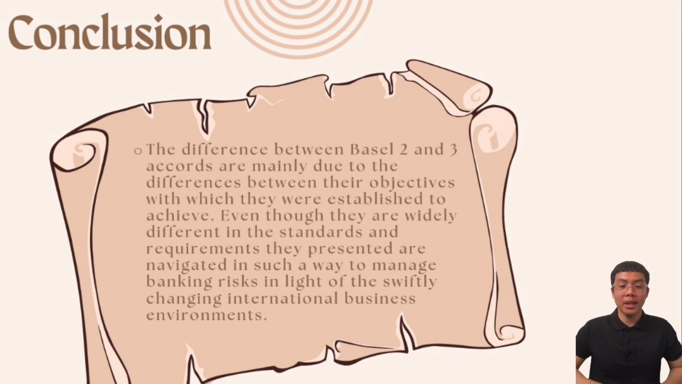Moving on to my next slide, conclusion. The differences between the Basel II and Basel III Accords are mainly due to the differences between the objectives they were established to achieve. Even though they were widely different in standards and requirements, they are presented and navigated in such a way as to manage banking risk in light of the swiftly changing international business environment.